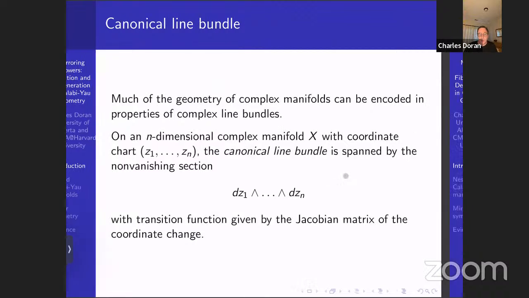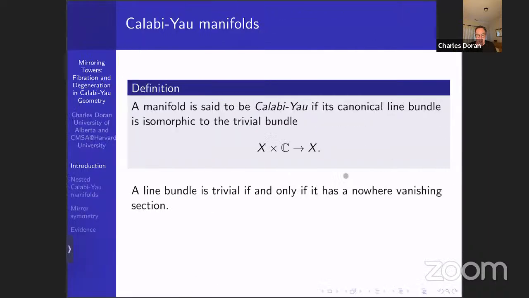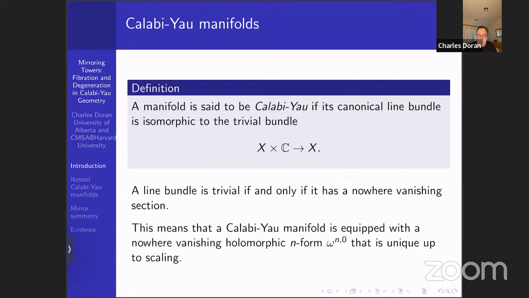Yeah, the canonical line bundle. So a manifold is Calabi-Yau if its canonical line bundle, which a priori isn't trivial, is actually isomorphic to the trivial bundle. Okay, so the triviality of the canonical bundle is how it's frequently expressed. Now, a line bundle is trivial if and only if it has a nowhere vanishing section. So that means that Calabi-Yau manifolds come naturally equipped with a nowhere vanishing holomorphic n-form that's unique up to scaling, so unique up to complex scaling by a non-zero number.